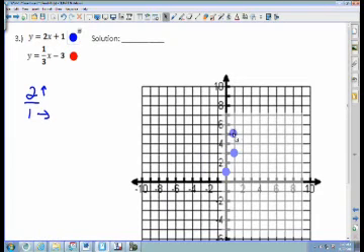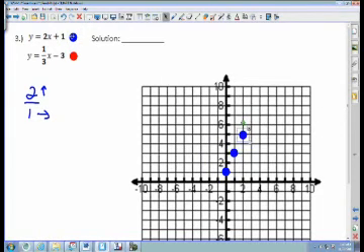Again, up 2 to the right 1, put a dot. Up 2 to the right 1 and put a dot. Here I can go down 2 to the left 1. Down 2 to the left 1. Okay, so now I've got my line.